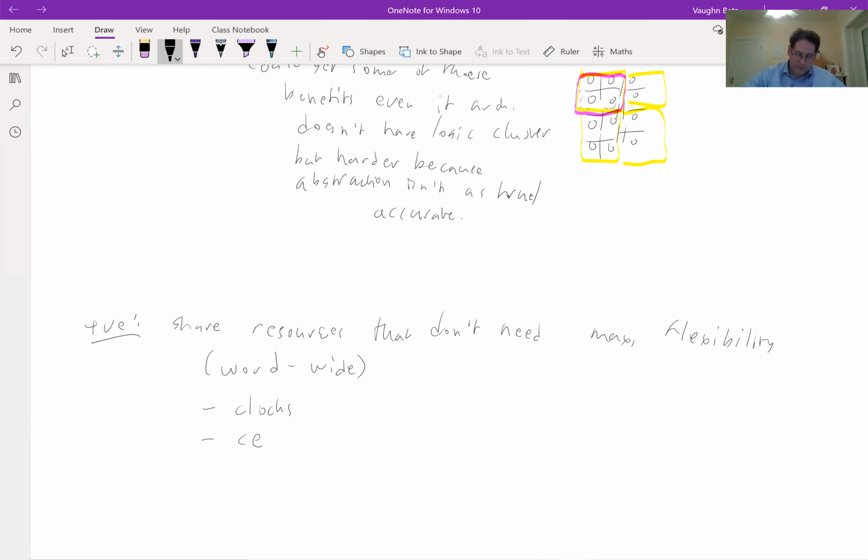Other things that tend to make sense word-wise are clock enables. You can have many more clock enables than you have clocks in a well-structured design. So you might have 20 clocks, and you could easily have thousands of clock enables. But even so, your clock enables are usually going to be entire banks of registers.